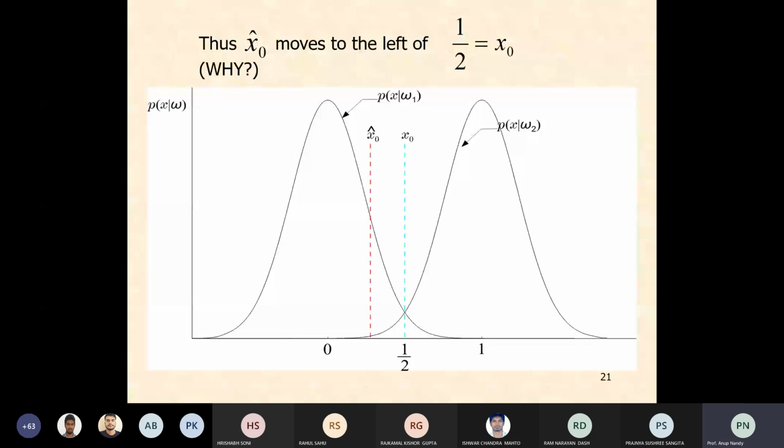This is the pictorial representation that you would get, that is p(x|ω1) and x naught. If you have equiprobable classes, then the threshold moves to the left. If it is not an equiprobable class, then based on these conditions it moves either to the left or to the right based on the prior probability.